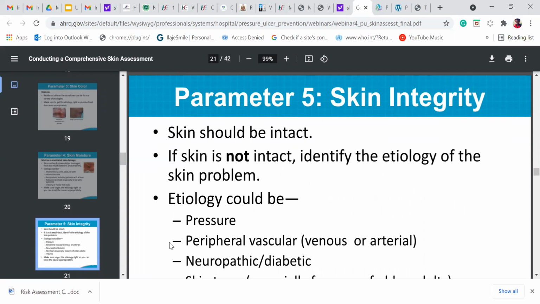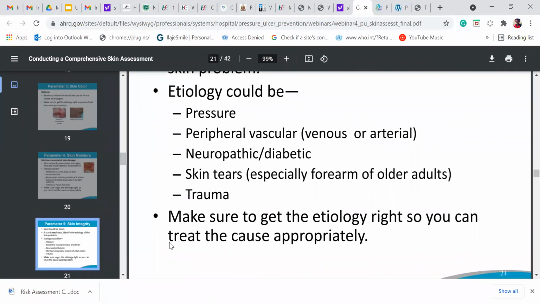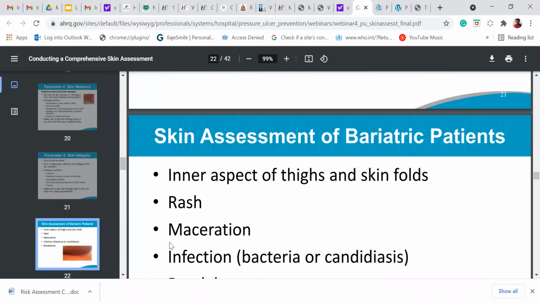Is it due to pressure? Is it due to peripheral vascular or neuropathic issues, like diabetic? Is there any skin tear? Is there any trauma whatsoever? So please get the etiology right so you can treat the cause appropriately.